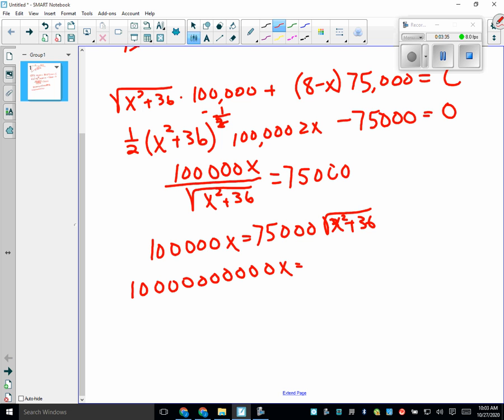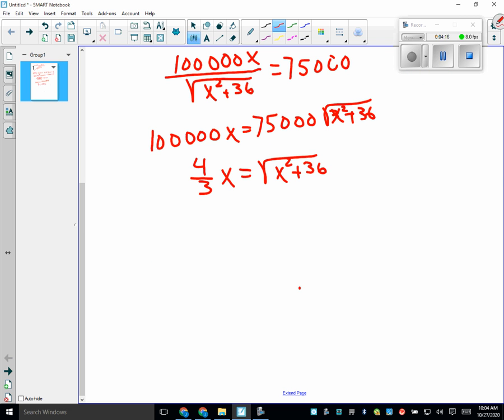What's 75,000 squared? Wait. Does it not work if you divide by 75,000? Wouldn't that be easier? It might be. Okay, yeah, it'll work. Let's do that. Get rid of some zeros. So is that 4/3? That's much better. Equals the square root of x squared plus 36, right?